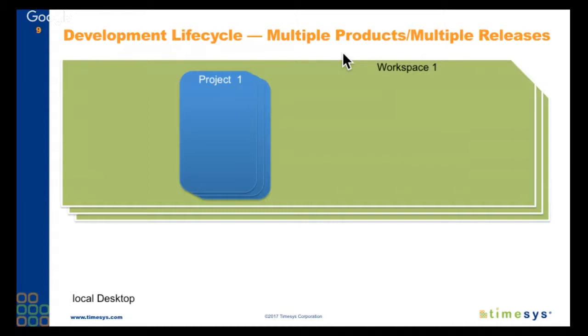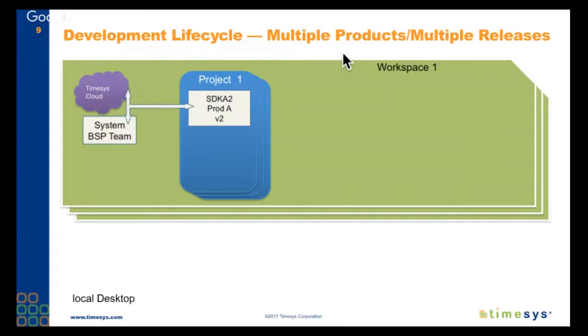So for a given project, we need an SDK. A software development kit can come from the system engineers who are building a board support package, and they can provide you with a software development kit. Or you can leverage the ease of use of Timesys Cloud, where you can create your own software development kit with the APIs that you want in no time. So with the SDK, we are ready to develop.